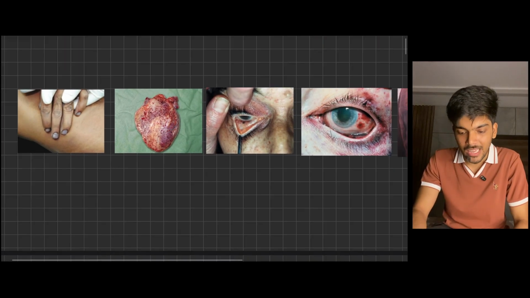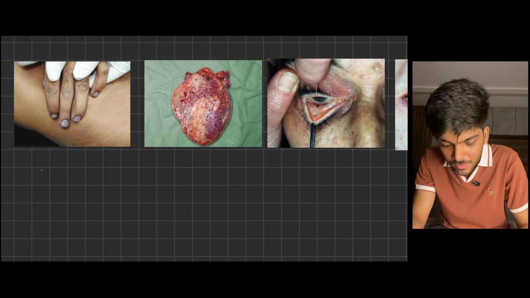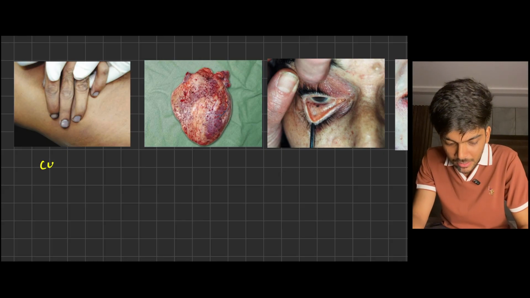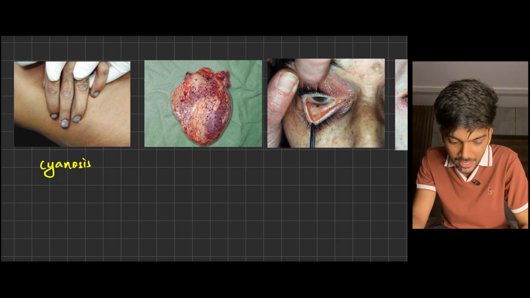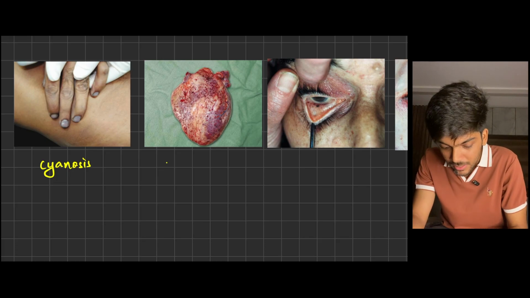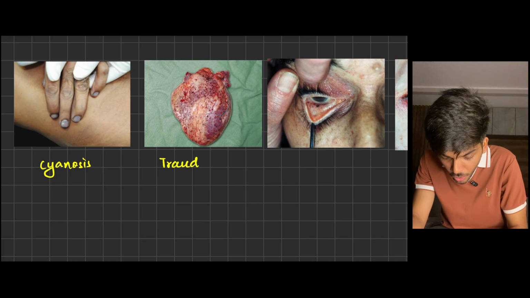Little bit of exercise for you. What is this? This is cyanosis, bluish discoloration of the nail bed. What is this? This is the Tardieu spots.